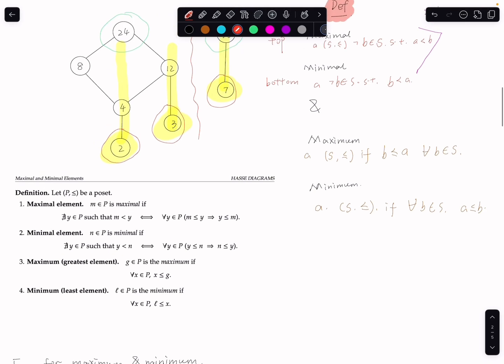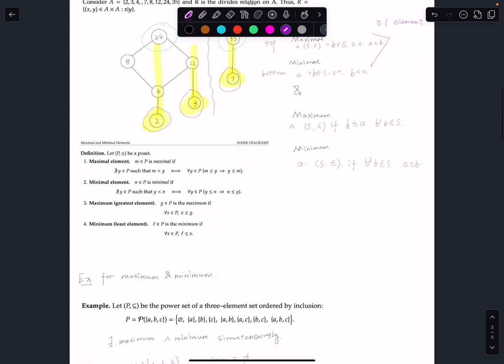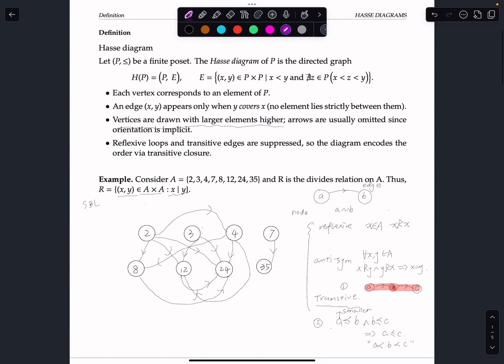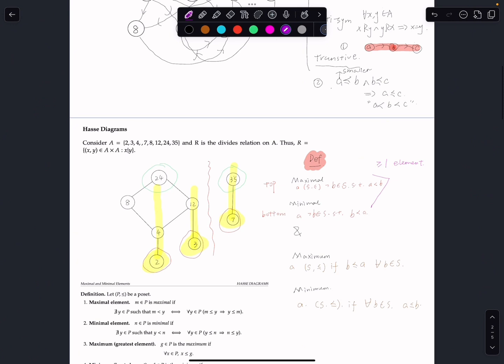So feel free to pause the video again to see whether you could find a good example of a poset that has both the minimum and maximum simultaneously. So here we go. In this video we talked about how to draw a Hasse diagram and use the Hasse diagram to visualize the maximum and minimum. Thank you.